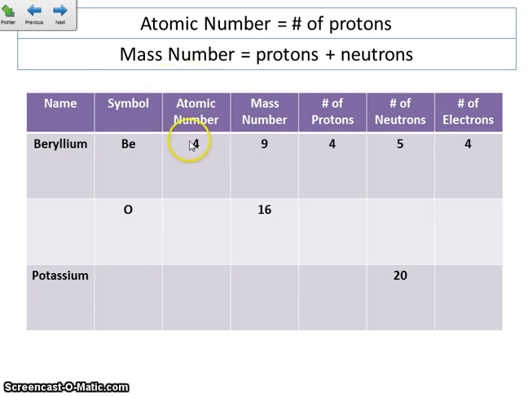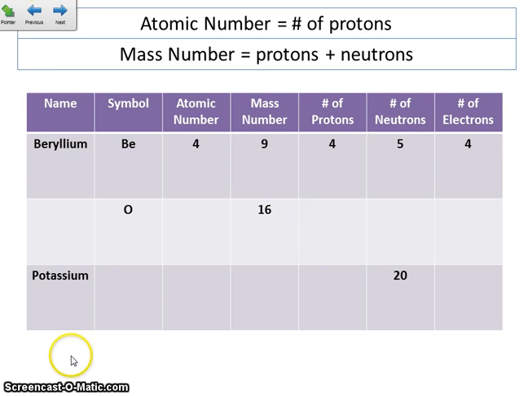So atomic number tells us the number of protons, right? So if our atomic number is 4, we know that our number of protons is 4. We also know that protons are always equal to electrons, so we can go ahead and put a 4 over here as well. And here's a hint. Atomic number, protons, and electrons are always going to be equal. 4, 4, 4. We also know that mass number is your protons plus your neutrons. So here 4 plus 5 equals 9. You might want to write that above your chart in your notes. So we go through these.